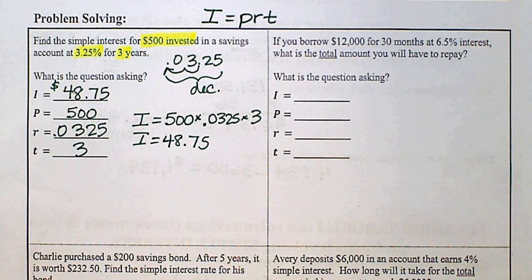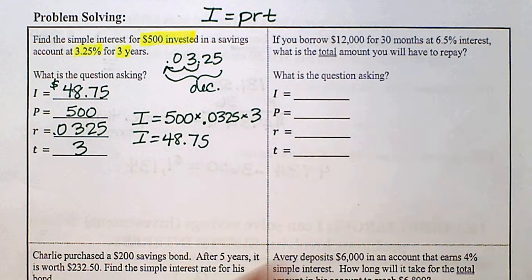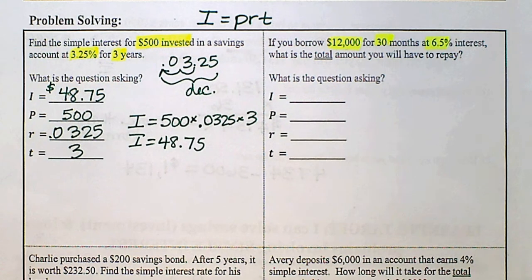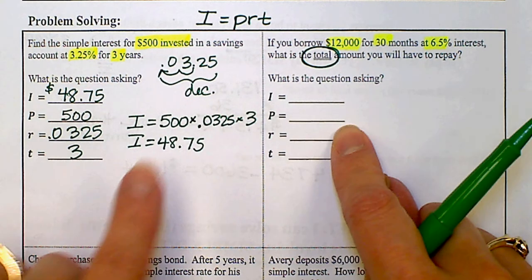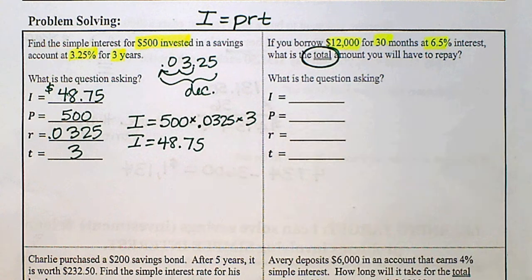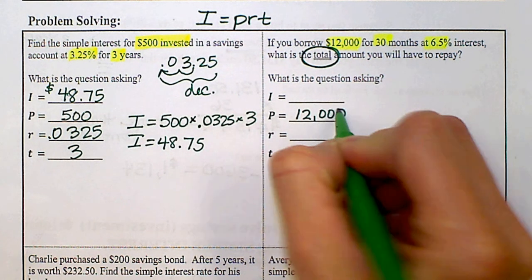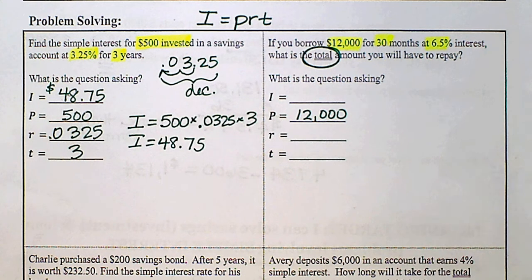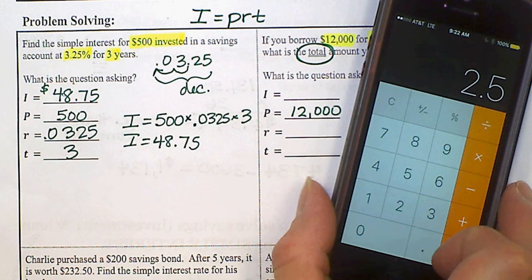Okay? For the second one, if you borrow $12,000, so that's your starting amount, for 30 months at 6.5% interest. What is the total amount? So we're going to do the same thing we did in the first one, but we're going to have to do one more step for the total amount you will have to repay. What is the question asking? Well, we don't know our interest. We are borrowing $12,000. Now be careful, we need to put 30 months into years. So if I do 30 months divided by 12, that's 2.5 years.